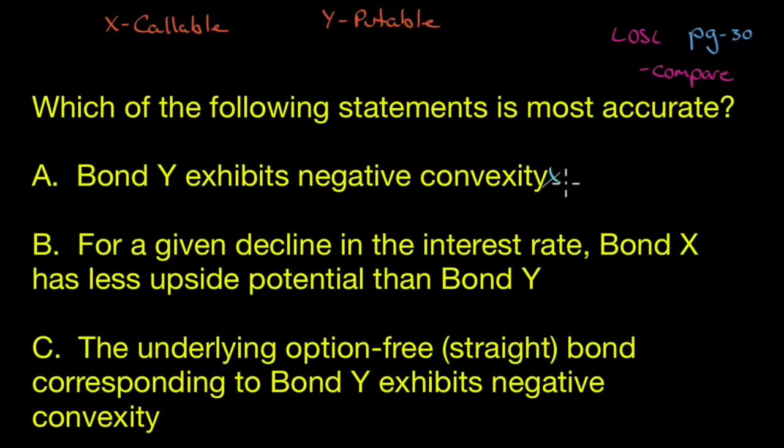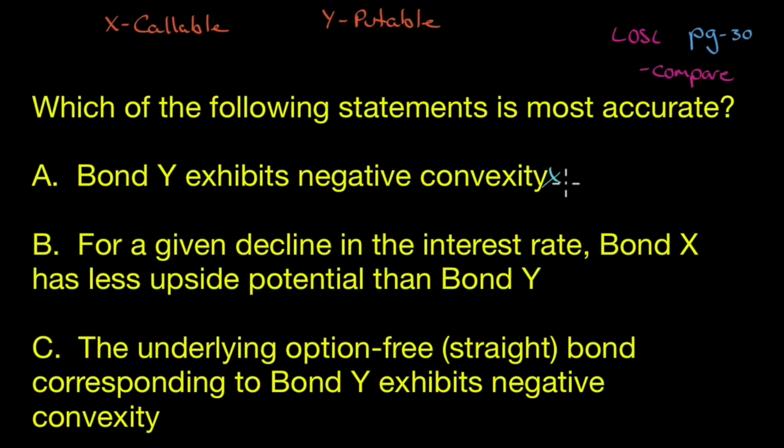What's our next statement? For a given decline in the interest rate, bond X has less upside potential than bond Y. Well, that makes sense. Remember, bond X is a callable bond. It's capped, which means for a given decline in the interest rate, bond X has less upside. That is true.